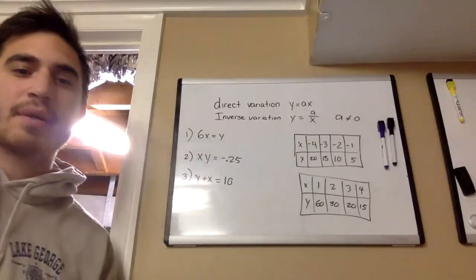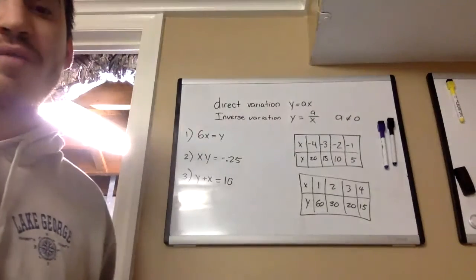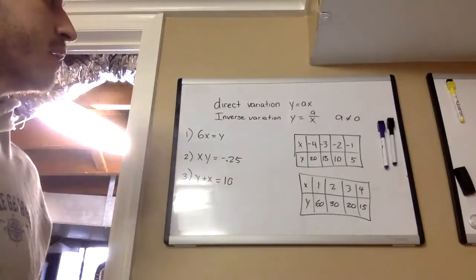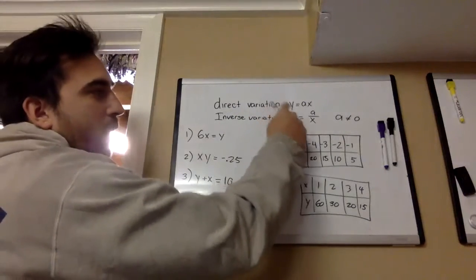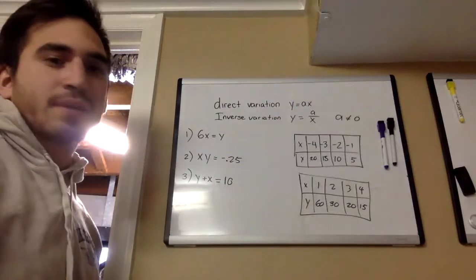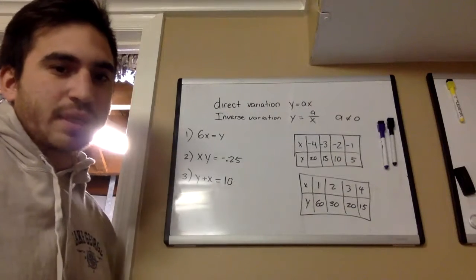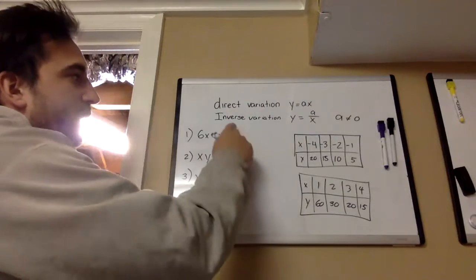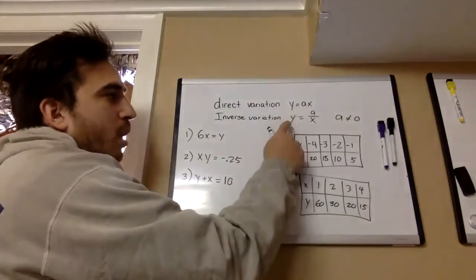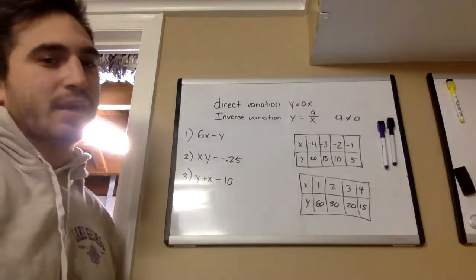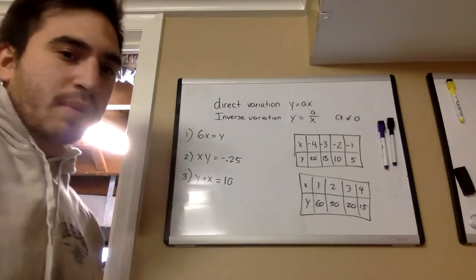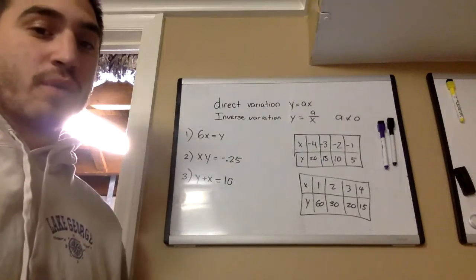Hey guys, so today we're going to be learning about direct variation and inverse variation. So if you look up here, direct variation is when the equation is y equals ax. So a could be anything, it doesn't really matter, it just has to be a number. For the second one, inverse variation is when y equals a divided by x when a is not equal to 0. So pretty much in order to figure out which one's which, you must solve for y.